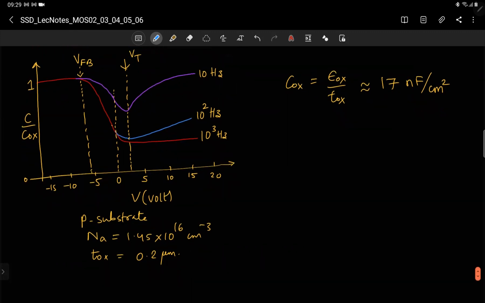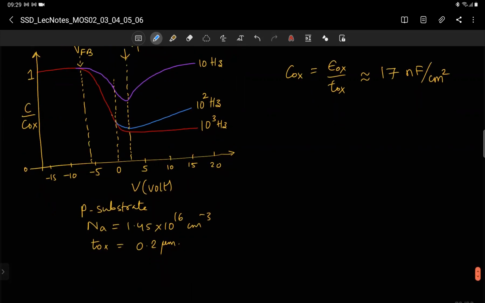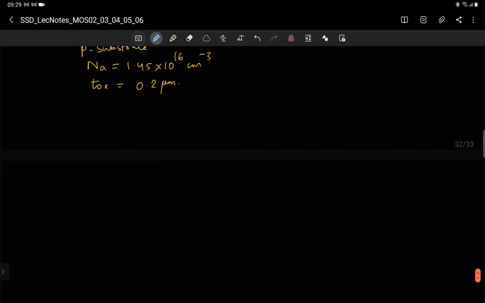So with this, we will complete CV characteristics of MOS cap, and let us move to a new topic.